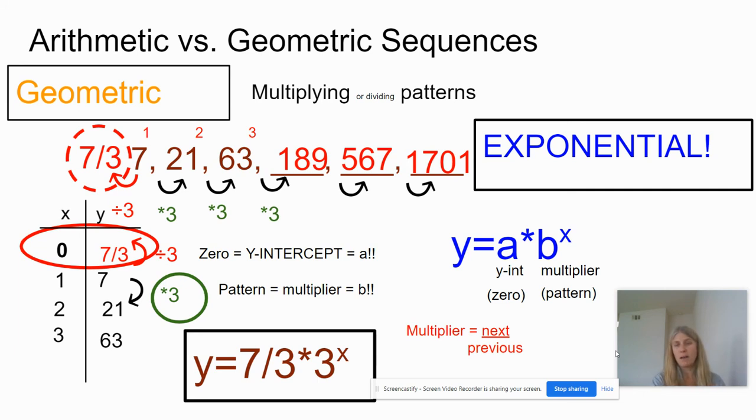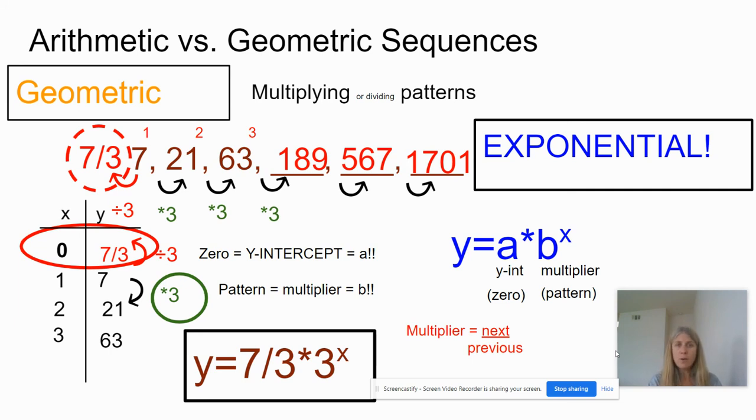So whenever you're finding that multiplier, if it's not obvious to you, like, oh, 7 times 3 is 21, then you're going to simply very quickly plug it in your calculator. Next number, 21, divided by previous number, 7. And that will give you your b. And then, of course, you use that and do the opposite operation to work backwards in order to find your 0.